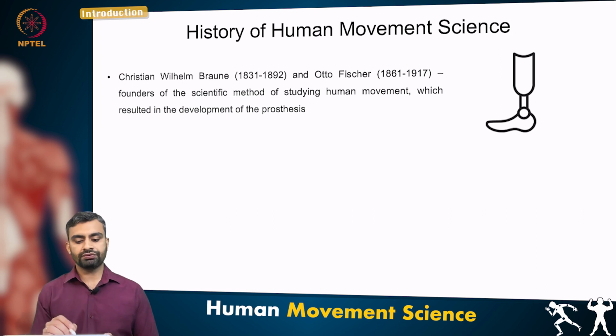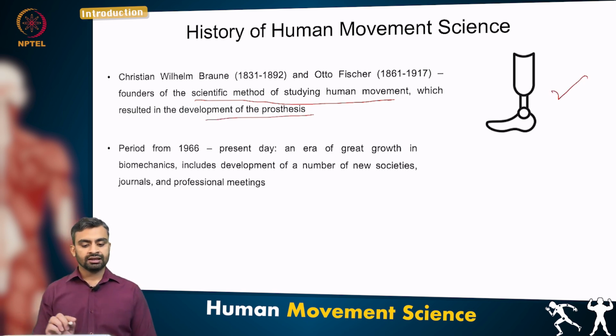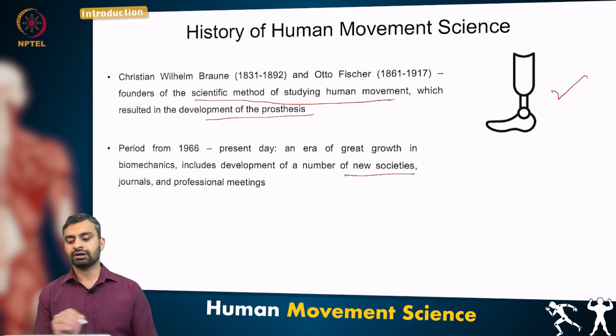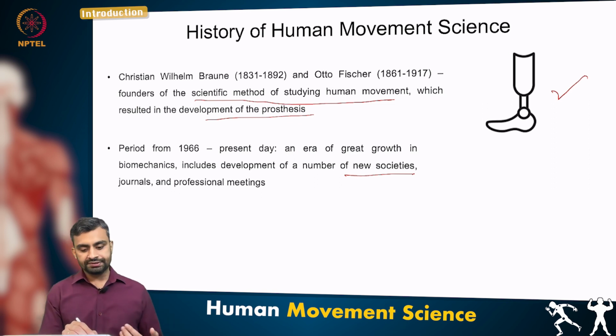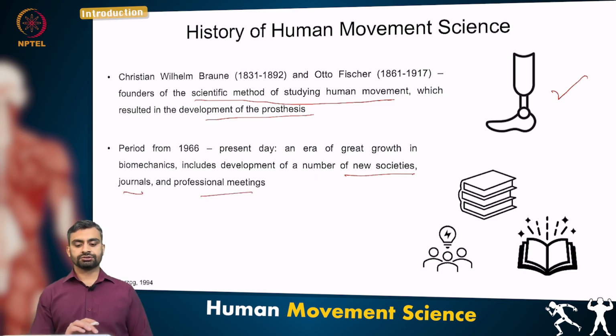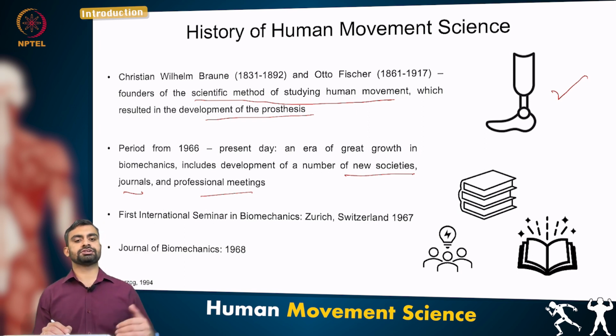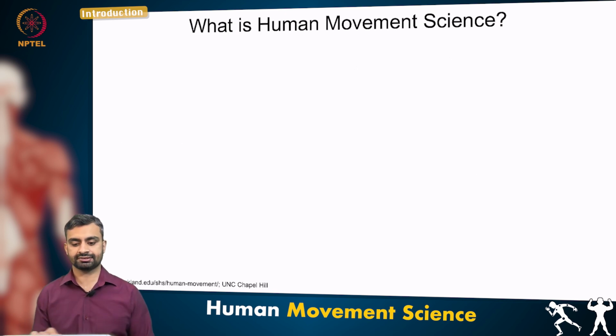Christian Wilhelm Braune and Otto Fischer were the founders of the scientific study of human movement, which resulted in the development of prosthesis. The period from 1966 onwards to the present day is known as an era of great growth in biomechanics, because it includes the development of new societies, journals and professional meetings. The first international seminar in biomechanics was held in Zurich, Switzerland in 1967, and the Journal of Biomechanics was incorporated in 1968 to disseminate research in the field.